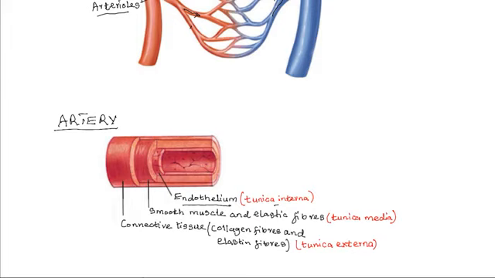Then the middle layer of the artery is composed of elastic fibers and smooth muscles. It's known as the tunica media. This layer is the one that is responsible for the dilation and constriction functions of the blood vessel. The outermost layer, known as the tunica externa, consists of connective tissues, which are mainly the collagen and elastin fibers.